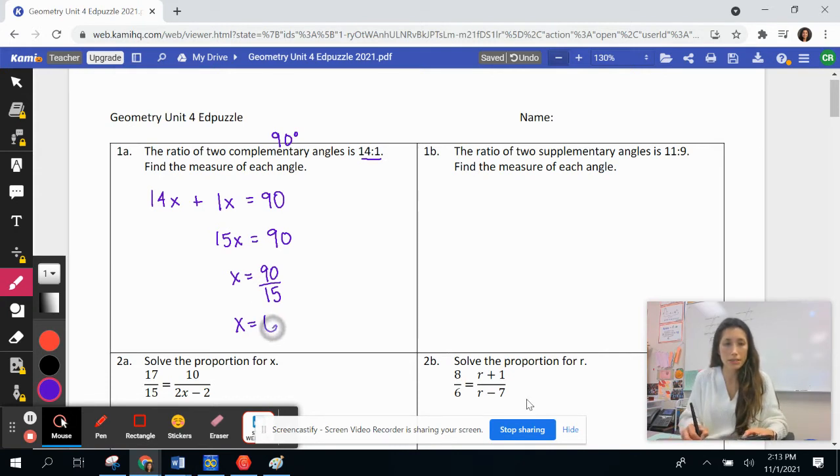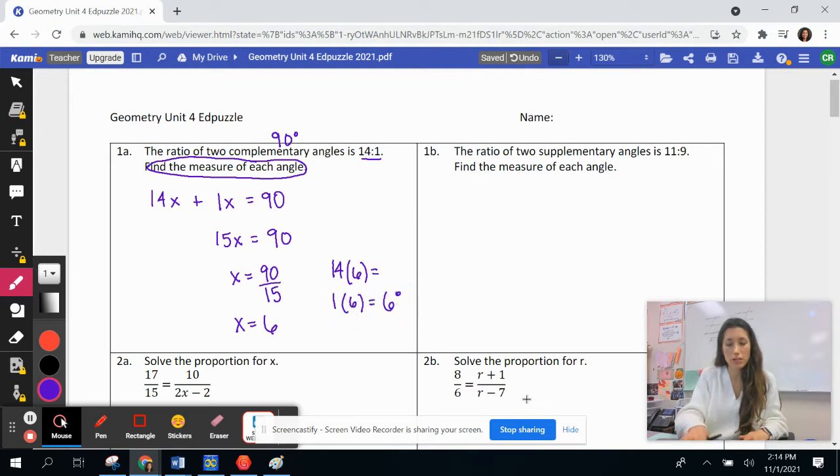So x is 6. Now you actually need to find the measure of each of those angles as well. So now we're going to go ahead and multiply. We're going to multiply 14 times 6. That's going to give us one of our angle measures. And we're going to multiply 1 times 6. And that's going to give us the measure of the other angle. So obviously one angle is going to be 6 degrees, and 14 times 6 is going to be 84 degrees.